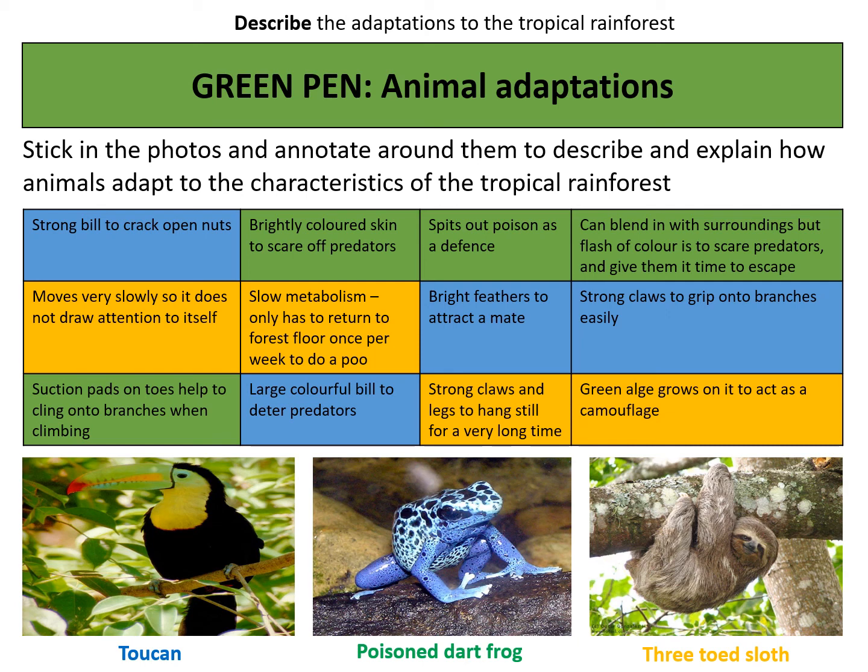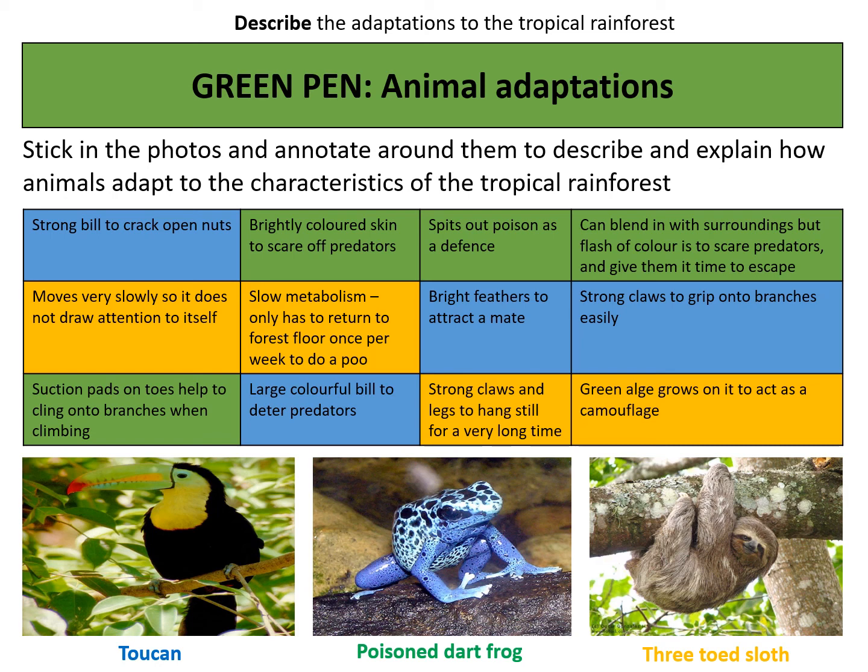Then we have the three-toed sloth. So the three-toed sloth, you can see, kind of camouflages into that trunk. So that is an adaptation they've had to deter it from the predators. In addition to that, they have very strong claws and legs so that they can hang from the branches for a very long time to eat their food. And their slow metabolism means that they only have to go down to the forest floor once a week in order to go to the toilet. So these are the adaptations that the animals have had.